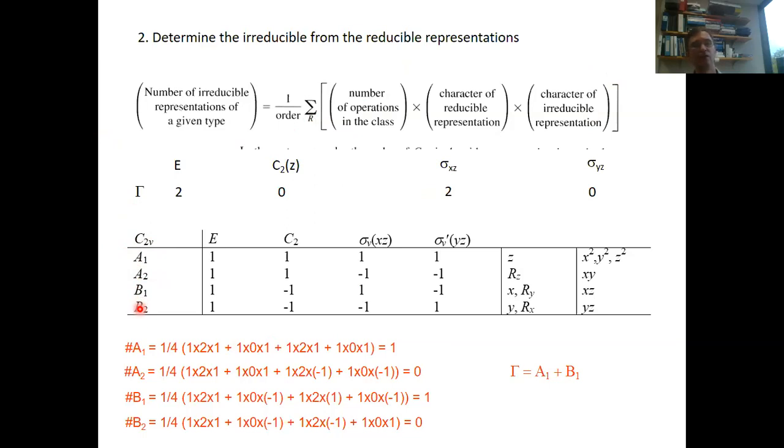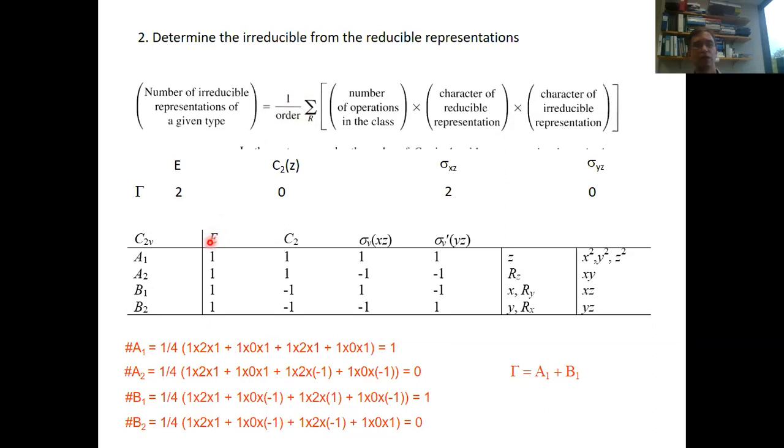Okay, so we can start, for instance, with the symmetry type A1 and apply that formula. So now, first we have to know what this term is, 1 over the order of the point group. Now, the order of the point group is simply the sum of all the symmetry operations in that point group. And you can read that from the character table.